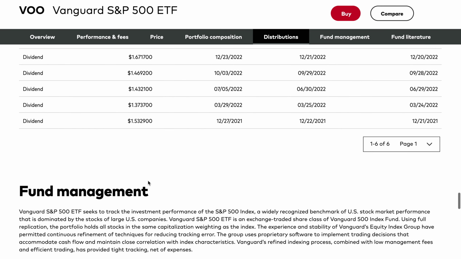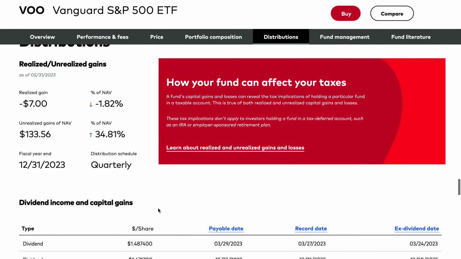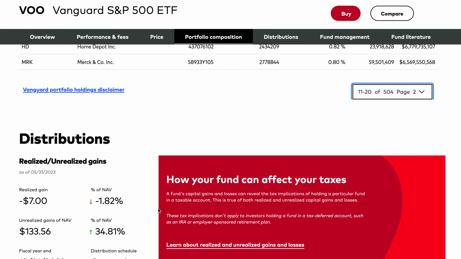So here are the dividends again, if you wanted to look at those, and the payout dates. It's paying out every quarter, it looks like. So you can see the dividends there if you wanted to look at that. So that is the first one, VOO, the S&P 500 ETF on the US side.